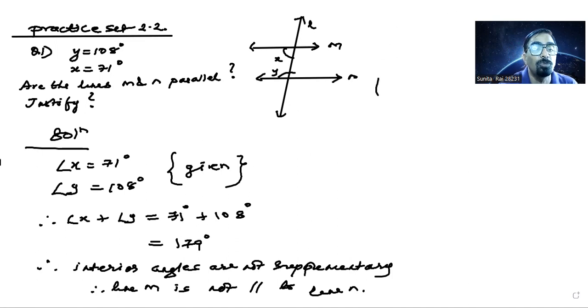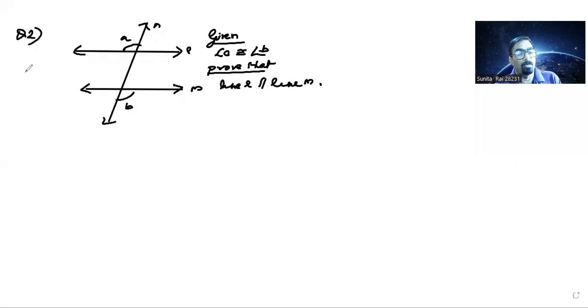Question number 2 of this exercise. Another simple question, children, a very easy question to improve your concept. See what is given. Angle A and angle B are congruent. I cannot tell what pair of angles they are right now.